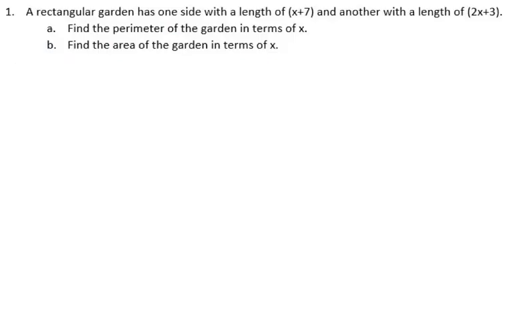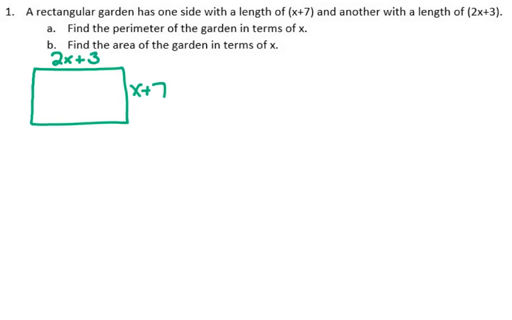In this first word problem, we have a rectangular garden with one side with a length of x plus 7 and another with a length of 2x plus 3. Before I take a look at part A and part B, I'm first going to draw a picture of my garden. Now, none of this is, of course, drawn to scale, but I'm going to have a length of x plus 7 and the second with a length of 2x plus 3.